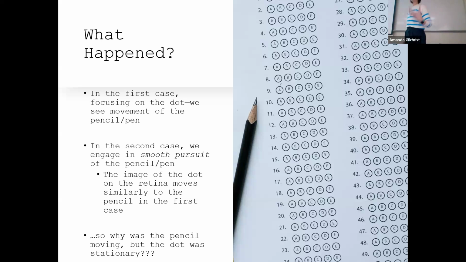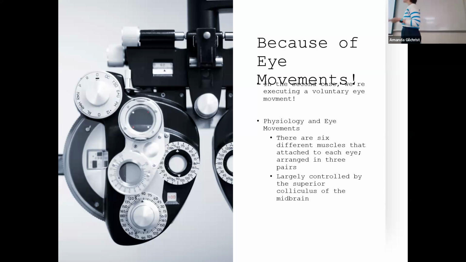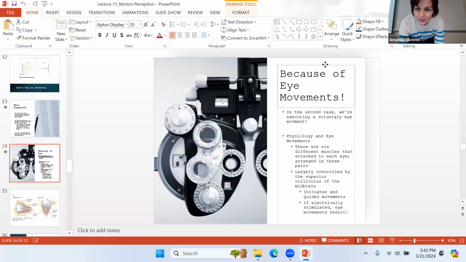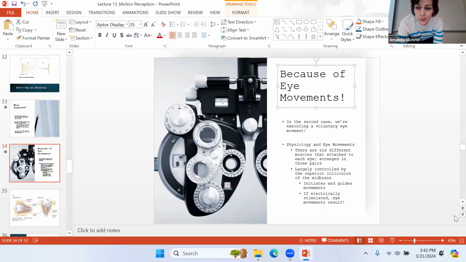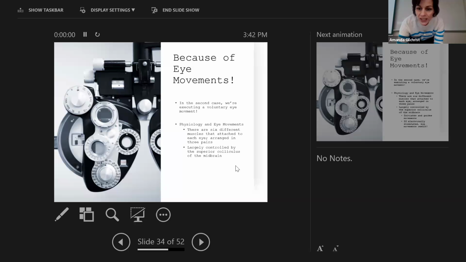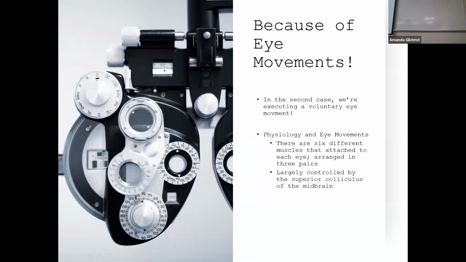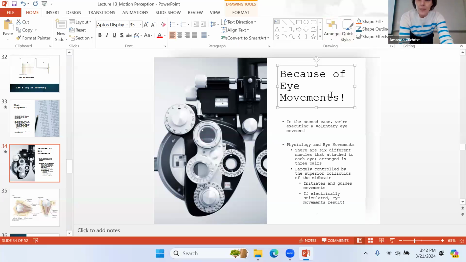So why was the pencil moving, but the dot was stationary? I know one of them was moving, the other one wasn't, but it's more complicated than that. Part of the reason that this happens is because of eye movements, and I'm gonna fix this because it's a little off. Here we go. So this happens because of eye movements. In the second case, when you were actually following the pencil with your eyes, you are engaging and executing a voluntary eye movement. So we're going to spend a little bit of time talking about physiology.